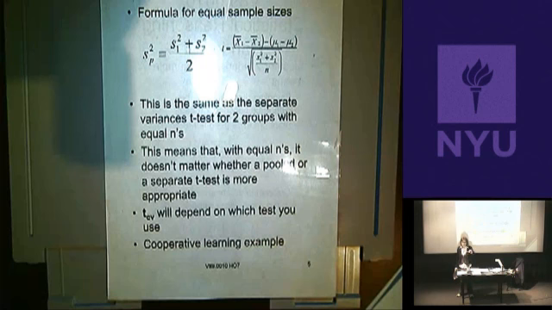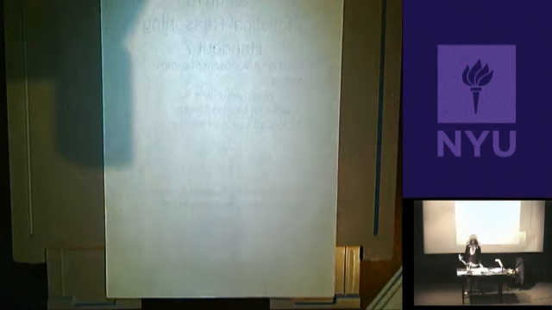And what are my critical values? Those are cutoffs for rejection. So they differ slightly depending on whether you're using a separate variances test or a pooled variances test. Okay, now let's do an example. A cooperative learning example.